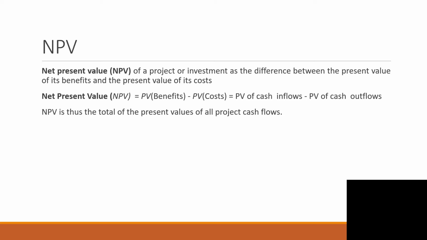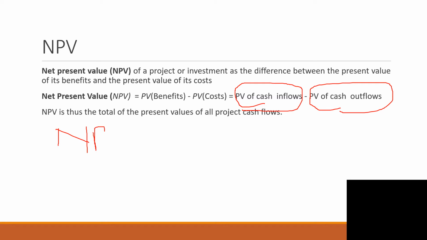Net present value can be defined as the excess of present value of benefits or inflows over the present value of costs or present value of initial investment. So you can see that NPV can be defined as present value of cash inflows minus present value of cash outflows. So NPV is a concept which decides whether to accept or reject a project based on the value of the NPV.